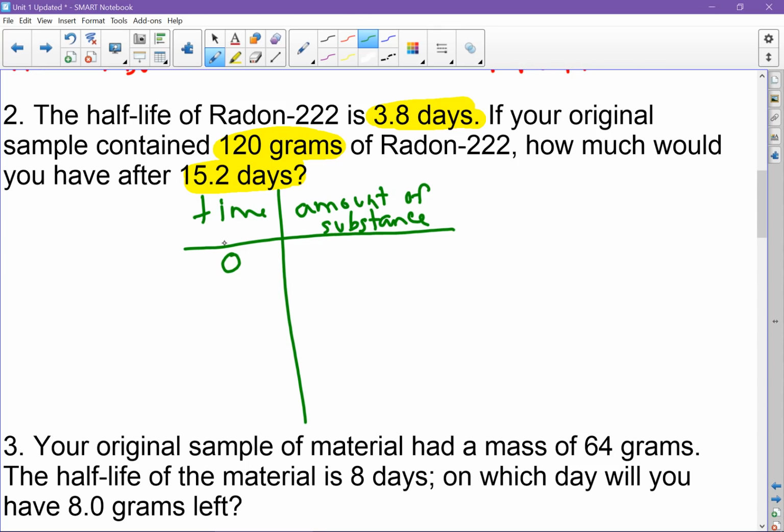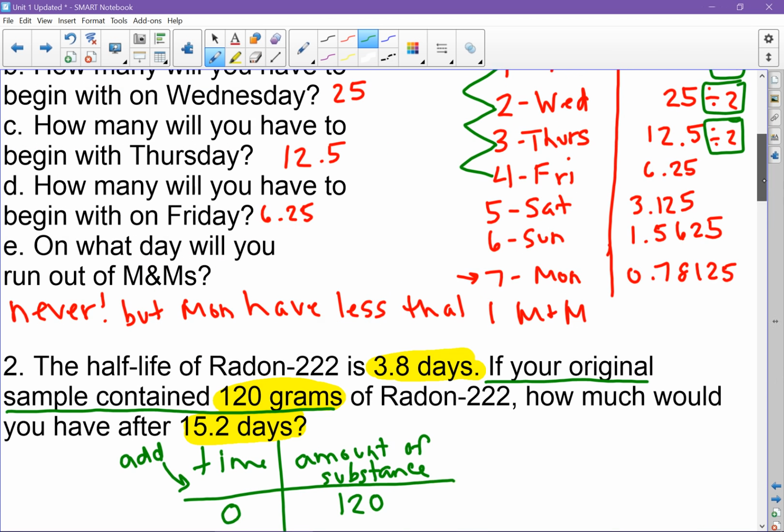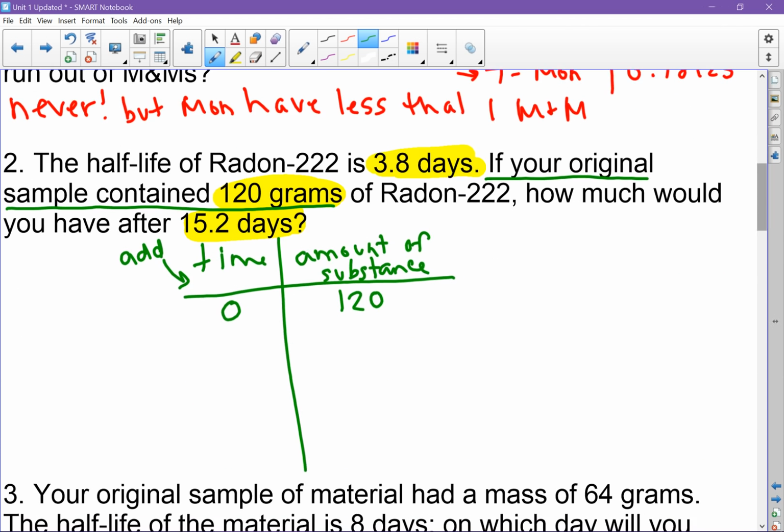Time always has to start at 0, so that's the first thing that you're going to put in. So we're going to try to figure out at the beginning of this experiment, how much stuff did I have? And so this says if your original sample contained 120 grams, that means the beginning amount, okay? Next, you have to figure out in the time column. Remember here, you're always going to add numbers. Up here in our previous example, we added 1 day at a time. But this one, it says we have to add a different amount.